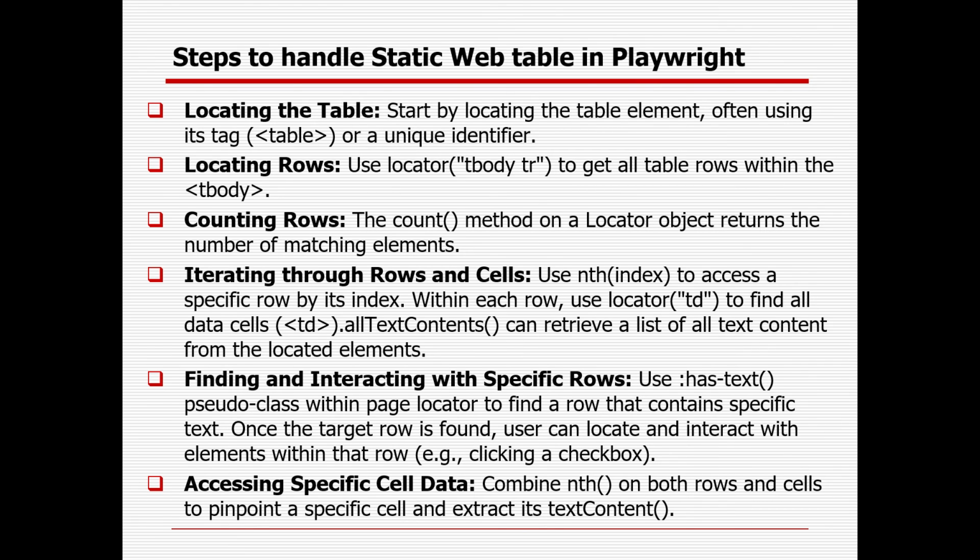You need to use the has-text pseudo-class within a page locator to find a row that contains specific text. Once the target row is found, the user can locate and interact with elements within the row, like clicking a checkbox, or if that particular thing is clickable, you can click on that link as well. Then the last one is accessing specific cell data. So you can combine nth on both rows and cells to pinpoint a specific cell and extract its text content. Whenever you want to access specific cell data, you need to take reference for the specific row and column as well. Okay, now we'll see the implementation in detail.